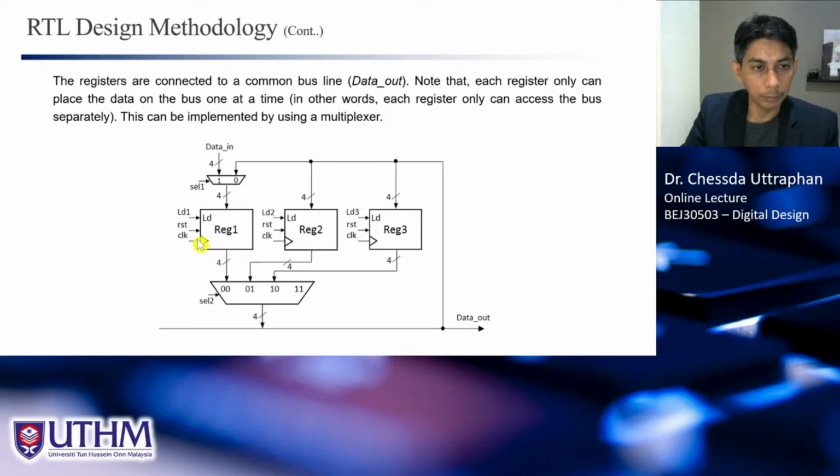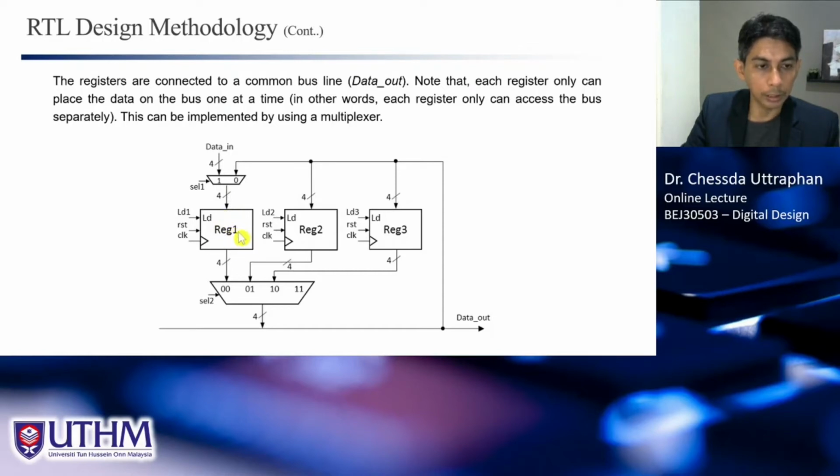How to do that means that we need to sequence the operation. For example, when we want to transfer the data from data in to register 1, we need to set this SEL1 to 1, such that we select this data in into reg1, and this reg1 has the load signal here, which also needs to be activated in order to load the data from here to here, right? So that is the first operation.